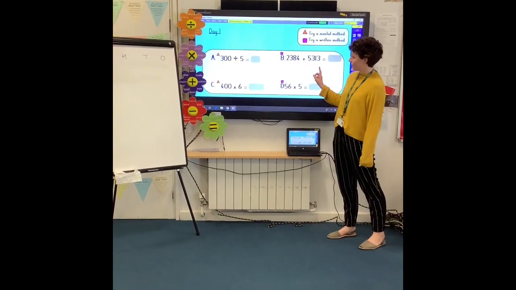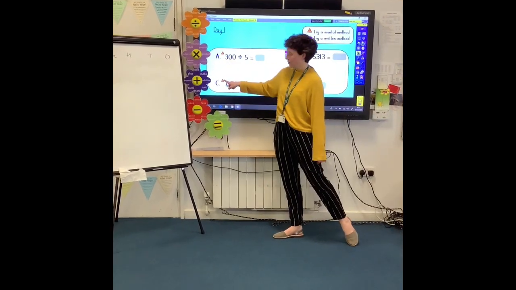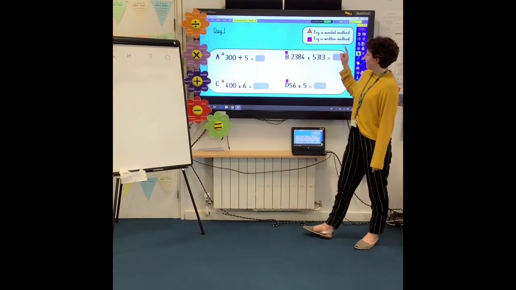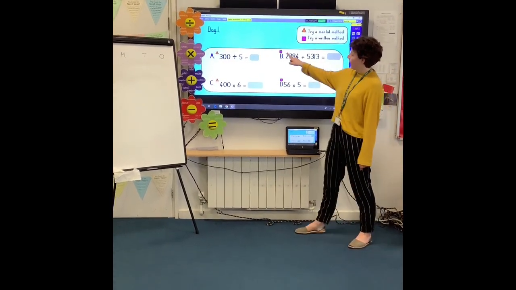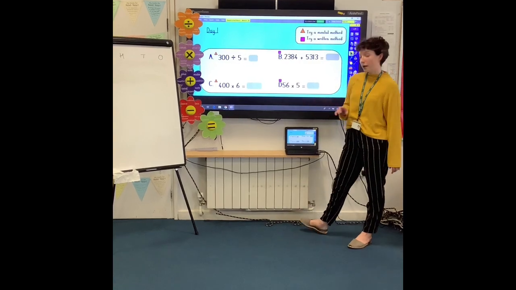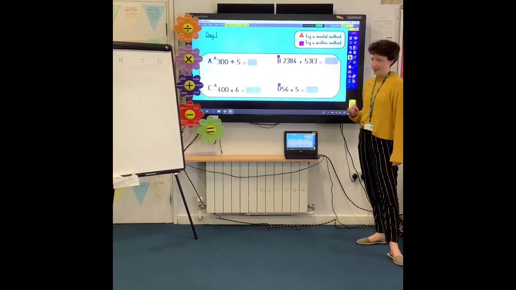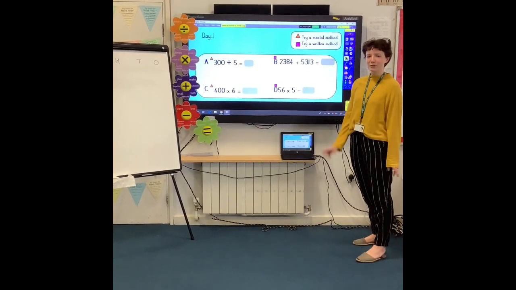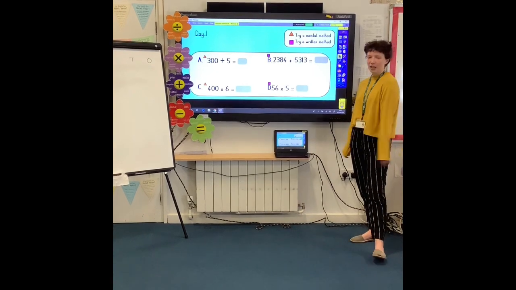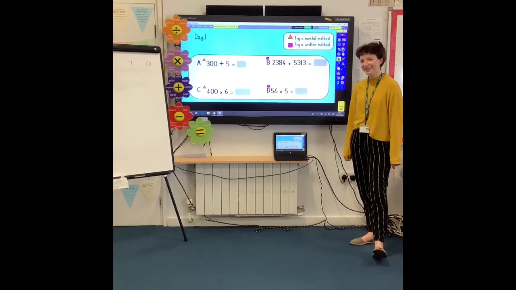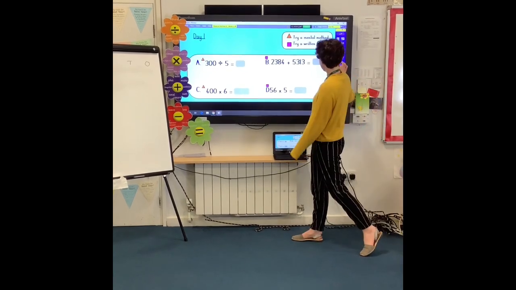So you've got 4 questions, A, B, C and D. You will notice that 2 of them have got an orange triangle. That means that we'd like you to try a mental method, so to do it in your head. And some of them have got a purple square, so we'd like you to try a written method. So if you want to have a go, please pause the video, set yourself a timer. You can do it on your clock at home or online and have a go. So hopefully you had a go at that. Let's now go through the answers.